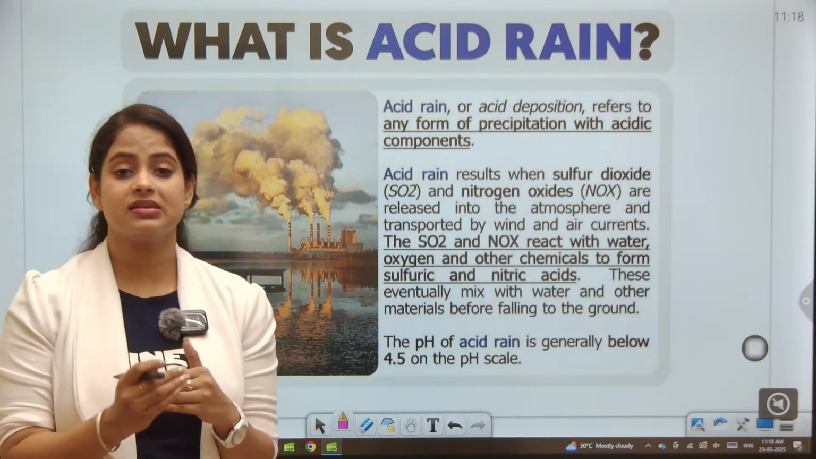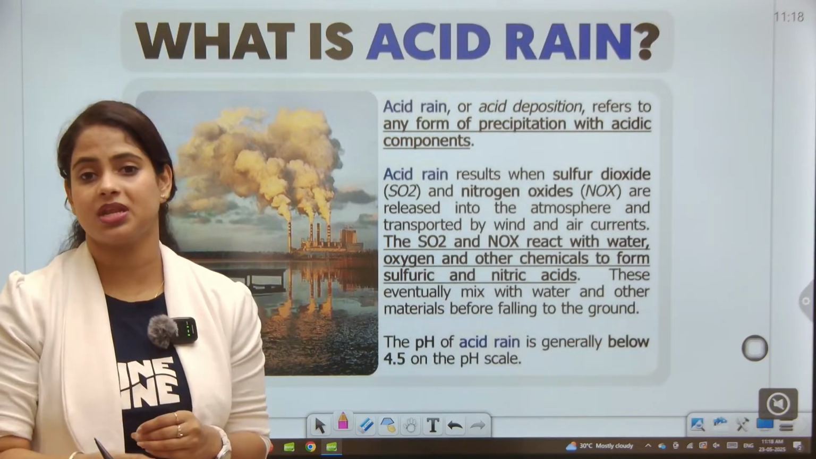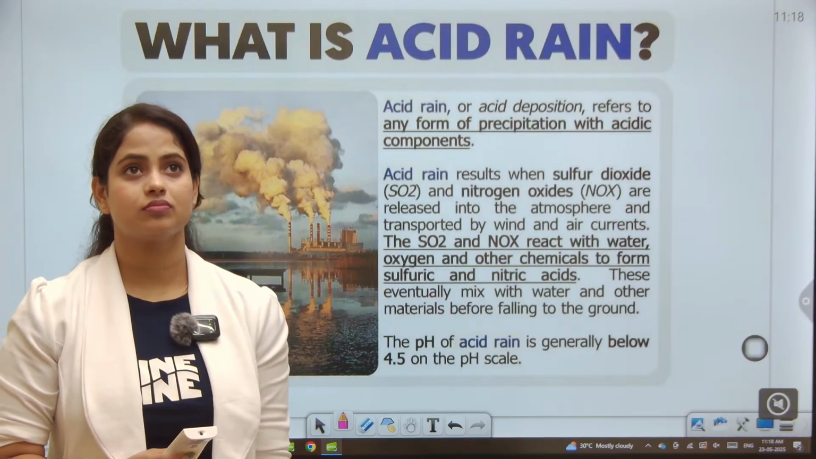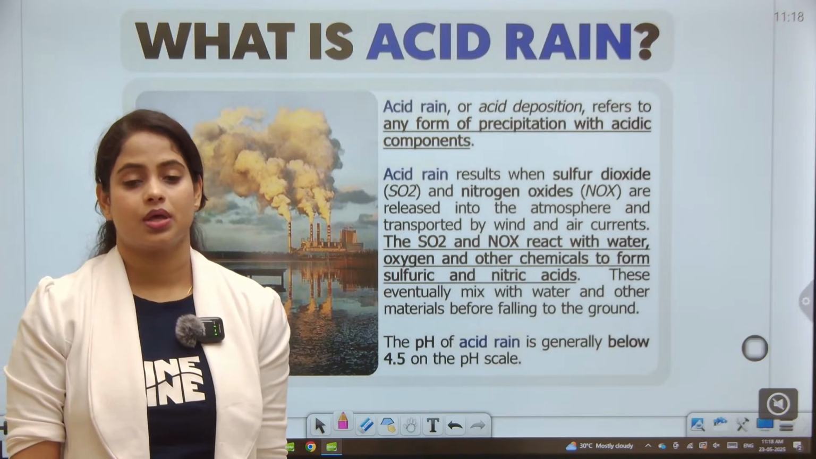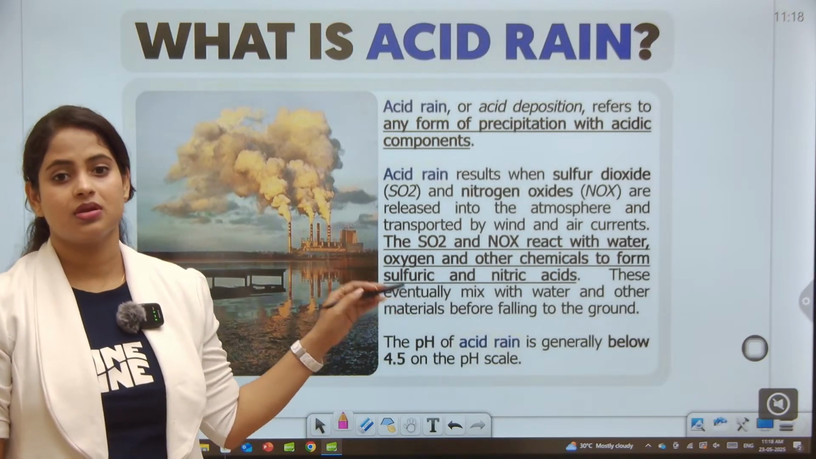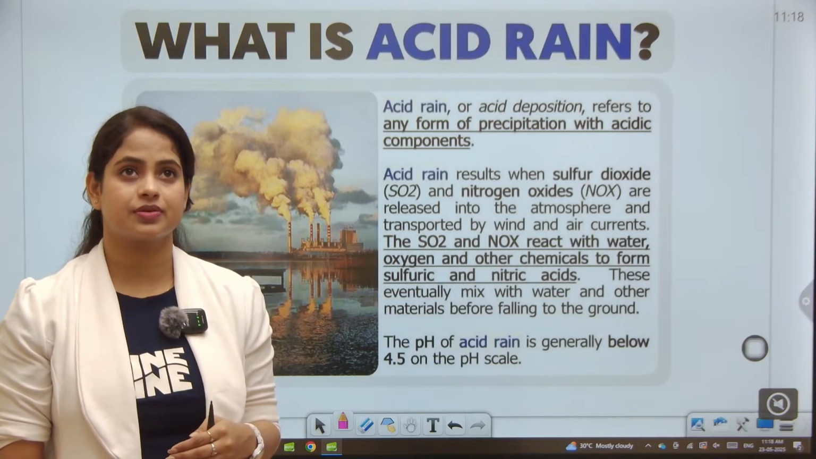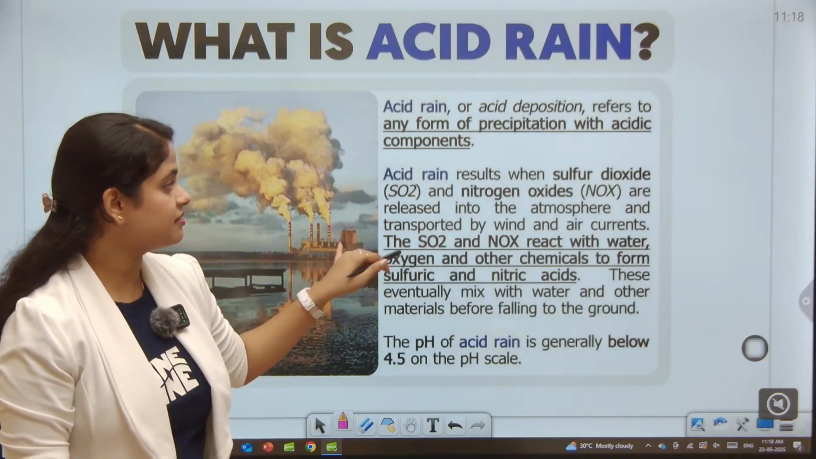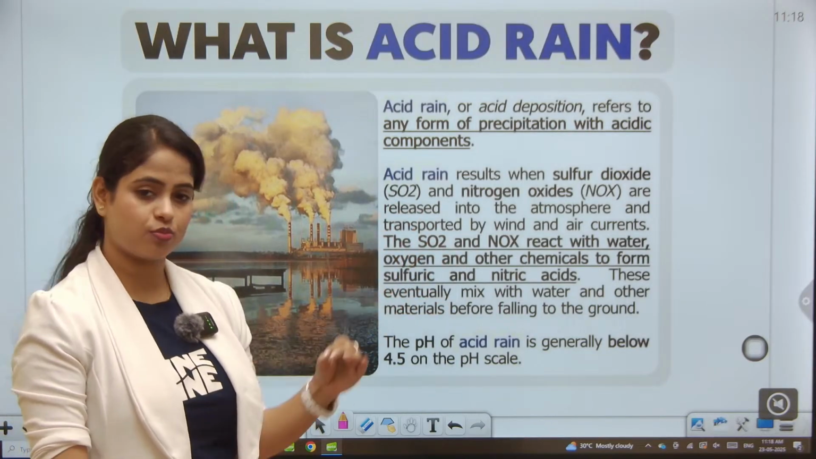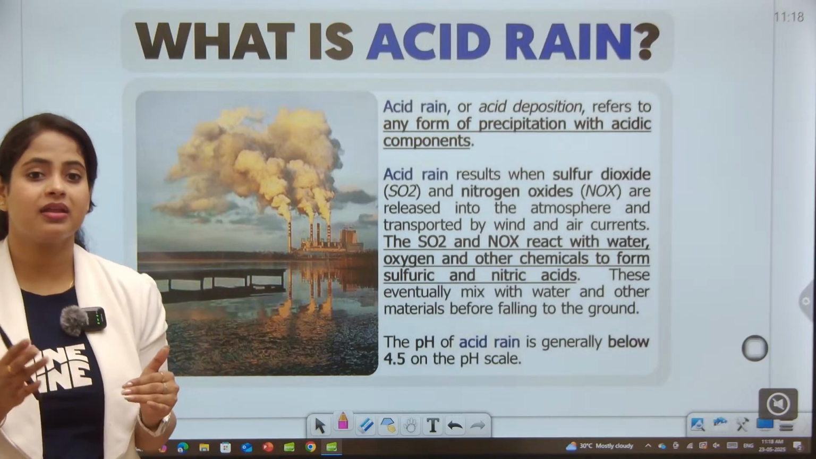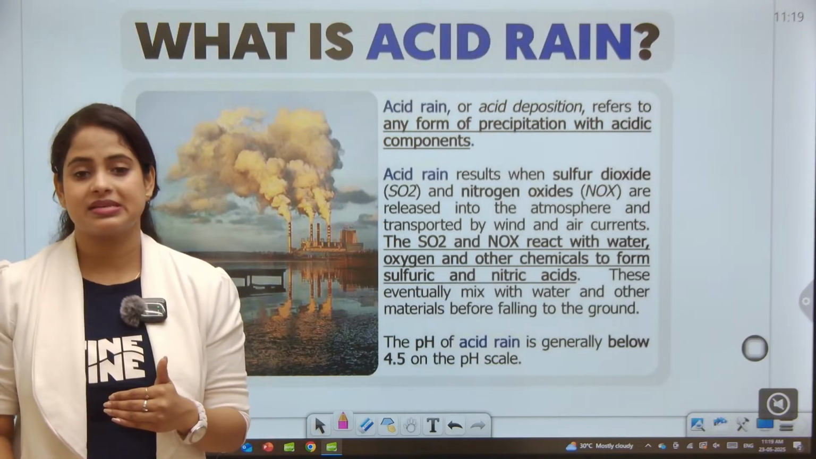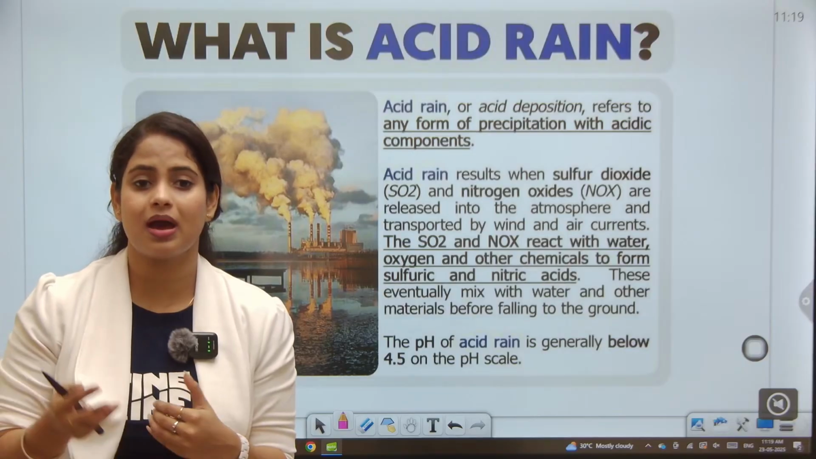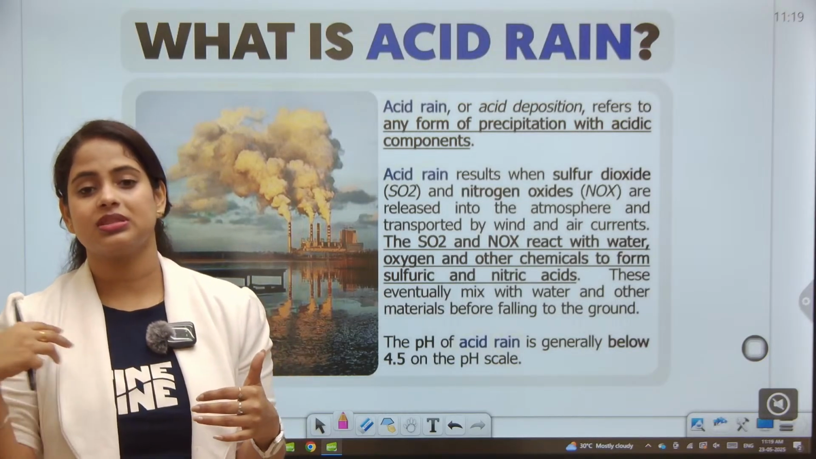Acid rain or acid deposition refers to any form of precipitation with an acidic component. Acid rain results when sulfur dioxide and nitrogen oxides are released into the atmosphere and transported by wind and air currents. So when these are released into our atmosphere and pass through the wind, they spread all around.